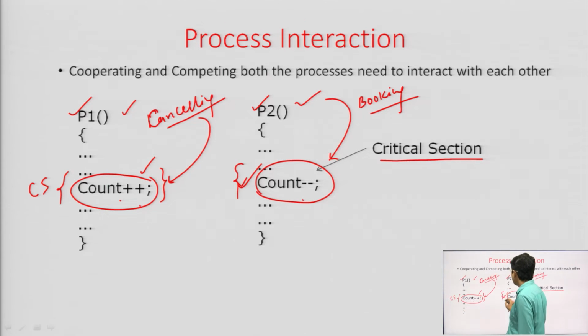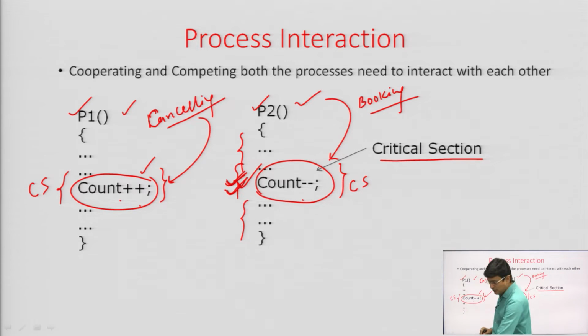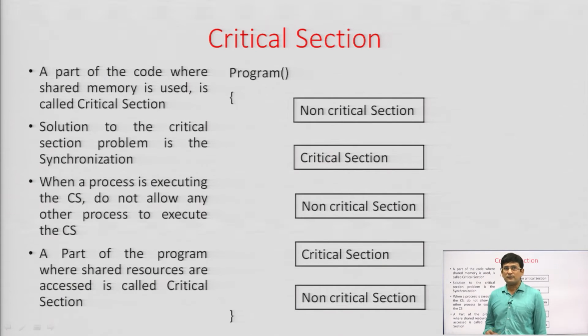Similarly, in the P2 process also, the line of code where we are using the shared variable is the critical section. So, in the entire program, this part is the only thing which is the critical section. Above this will be non-critical section, below this will be non-critical section. So, in a process, there can be a non-critical section, then a critical section, again a non-critical section, a critical section, and finally a non-critical section. It means in a process or in the program, we can make use of the critical section several times.